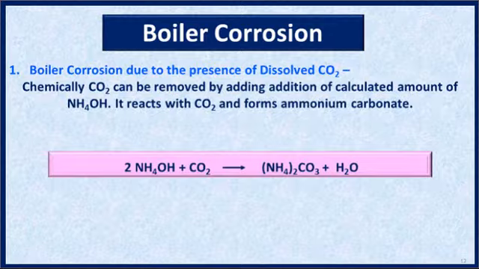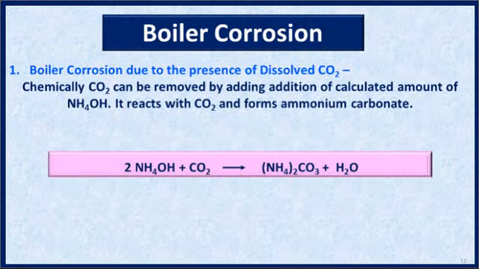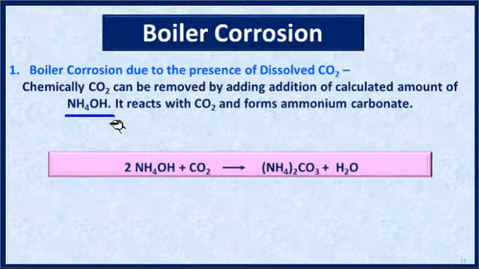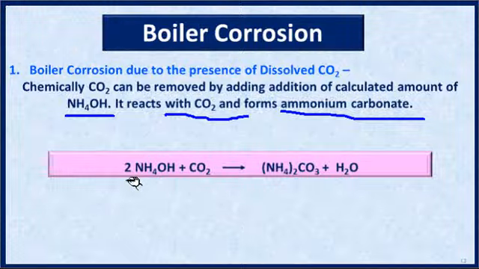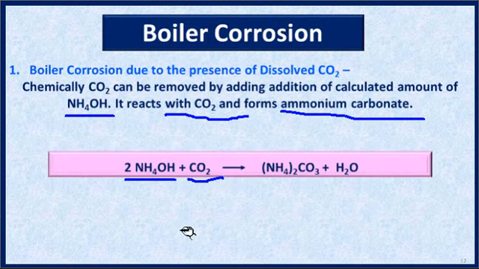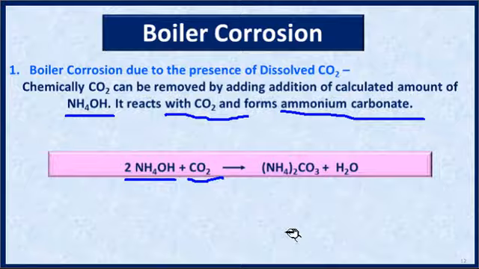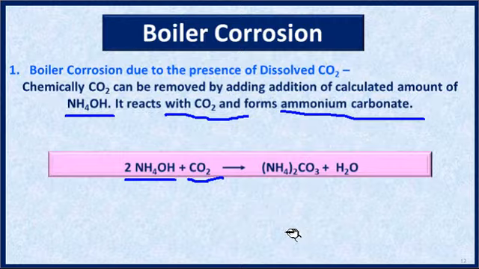The chemical method for removal of carbon dioxide includes addition of a calculated amount of ammonium hydroxide in the boiler feed water. This ammonium hydroxide reacts with the dissolved carbon dioxide present in the water and forms the ammonium carbonate. So when ammonium hydroxide is added to boiler feed water, it consumes the carbon dioxide present in the water. In this way, it reduces the concentration of dissolved carbon dioxide in the boiler feed water.